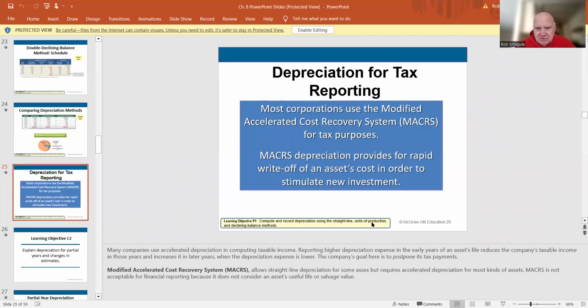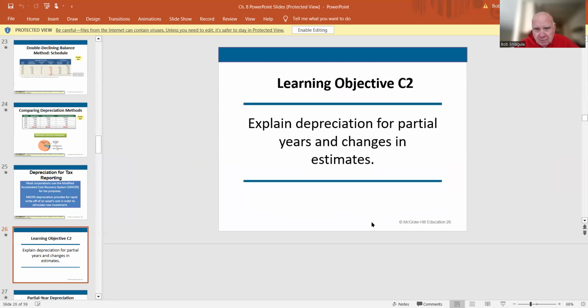Depreciation for tax accounting. Most companies use the modified recovery system. It provides for rapid write-off of an asset's cost in order to stimulate new investment. That's the theory anyway.